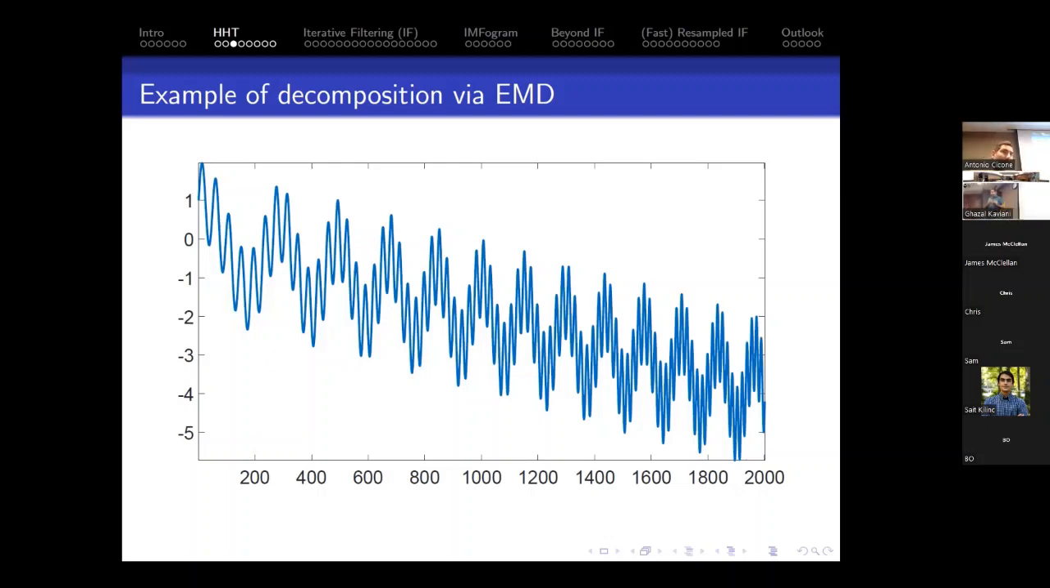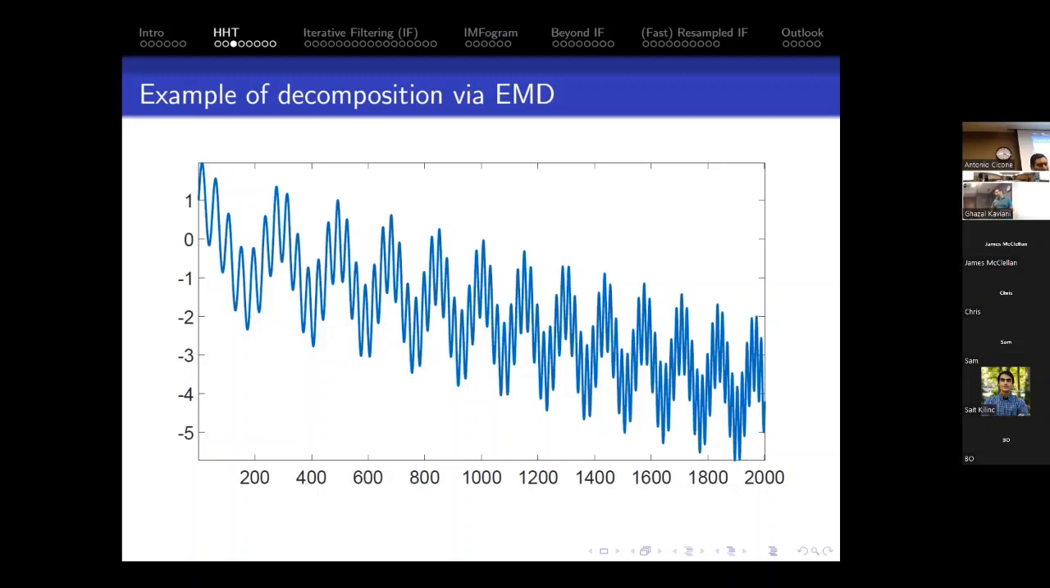Why can we see the high frequency oscillation? Because we can imagine that there is this kind of moving average on top of which you have the high frequency oscillation. So that's exactly how EMD works. It tries to approximate this moving average and then subtracts it from the signal. And what is left is the high frequency oscillation. Plain and simple.